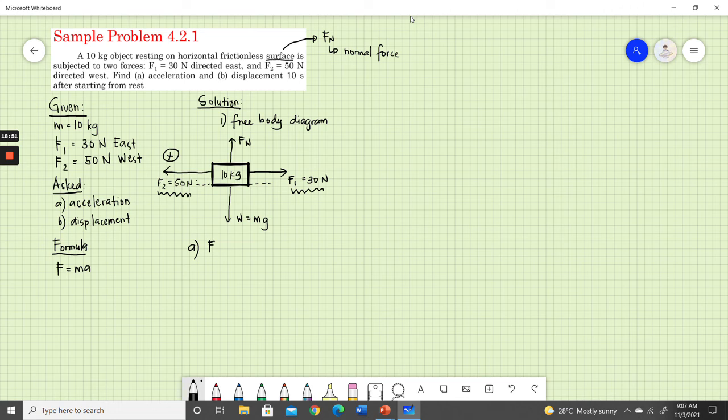F is the net force, meaning the combination of all the forces acting on the object. This is equal to the mass of the object multiplied by its acceleration. Since we are looking for the acceleration, we use the equation F equals ma. We can rearrange this equation to a equals F divided by the mass of the object. So now we can solve for the acceleration.